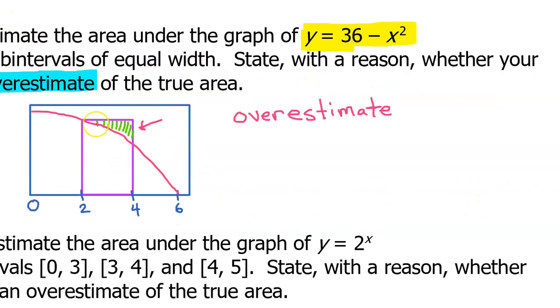For example, in this case, we were doing the left rectangle method, so it's all about whether the function is increasing or decreasing. This function is decreasing, so we will mention that as our justification. So the picture tells us it's an overestimate, but our justification will be because y equals 36 minus x squared is decreasing.